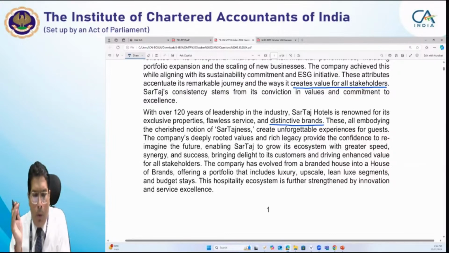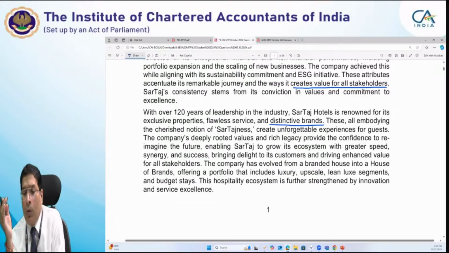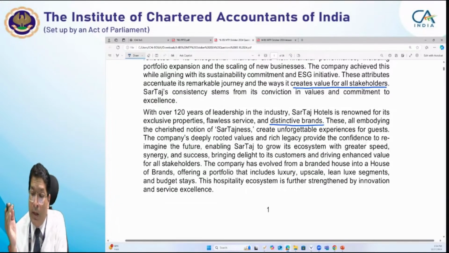These are embodying the cherished notion of Sartajness, create unforgettable experiences for guests. The company's deeply rooted values and rich legacy provide the confidence to reimagine the future, enabling Sartaj to grow its ecosystem with greater speed, synergy, and success, bringing delight to its customers and driving enhanced value for all stakeholders.